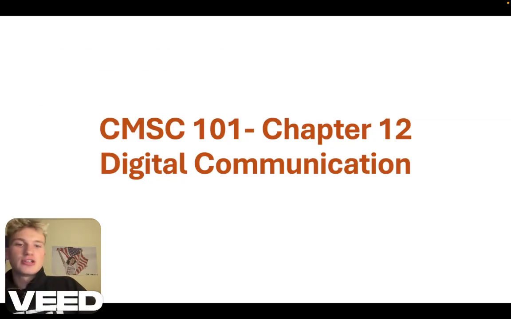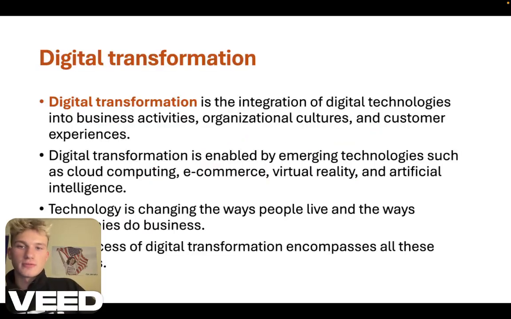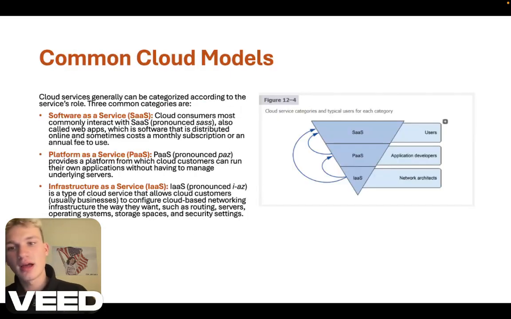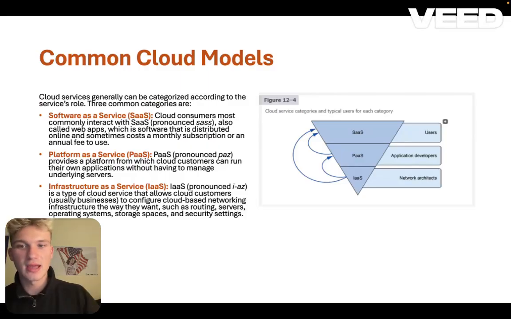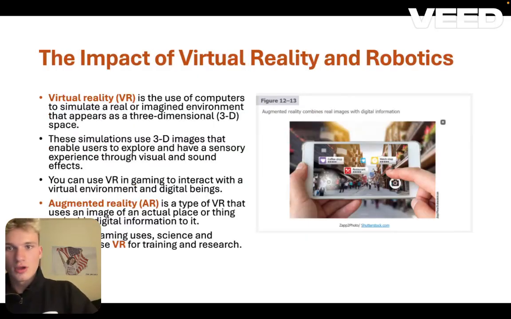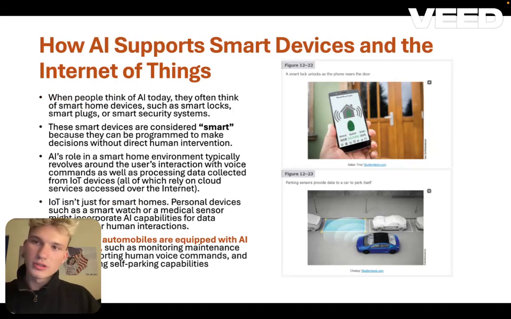Chapter 12, we talked about digital communication. We talked about digital transformation, which is the integration of digital technologies into businesses, activities, organizational cultures, and customer experiences. We talked about common cloud models such as SaaS, PaaS, and IaaS. We talked about the impact of virtual reality and robotics. Virtual reality is the use of computers to simulate a real or imagined environment that appears as a three-dimensional space. We talked about how AI supports smart devices and the Internet of Things.